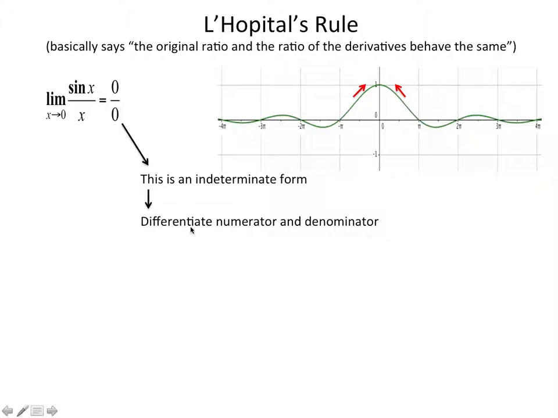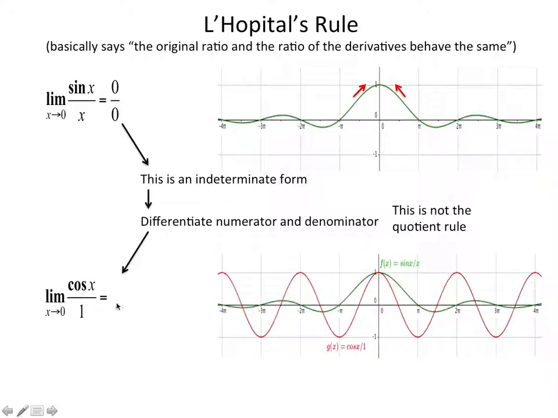So we're going to take the derivative. We're going to differentiate the numerator and the denominator. Just a quick note, this is not using the quotient rule. This is taking the top and taking its derivative, and then taking the bottom and taking its derivative, and making another fraction. So what's the derivative of sine? That's cosine. What's the derivative of x? That's 1. So we have this, which is just cosine of x, right? Cosine of x over 1 is just cosine of x.